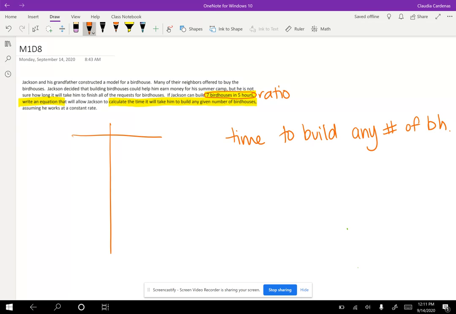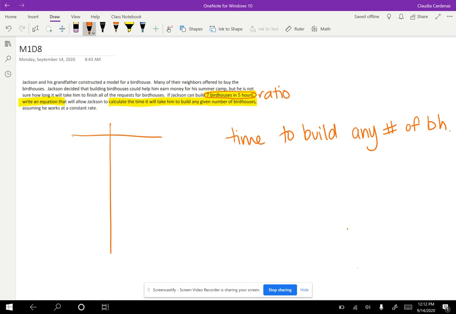Okay. So we know that we're comparing the birdhouses and the time, but we need to identify which one is the independent or which one is the dependent variable, right? Does it even matter? Well, yes and no. So no, it doesn't necessarily matter if we were just given the number of houses, and the number of houses made could then depend on how much time Jackson can work, or the amount of time he works could depend on how many birdhouses he needs to make.